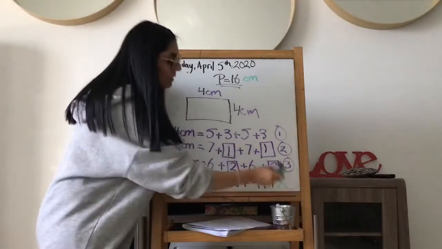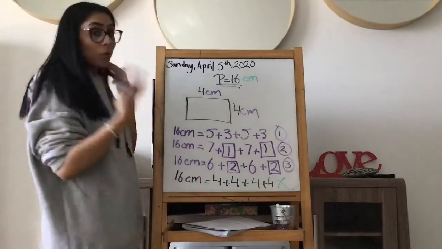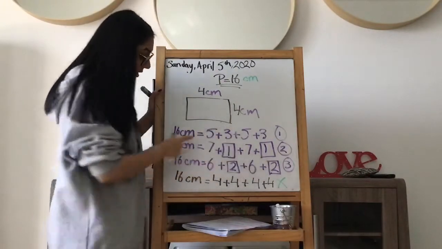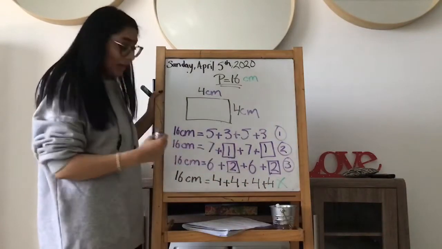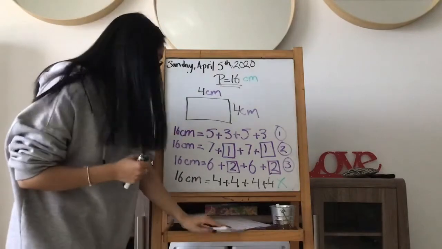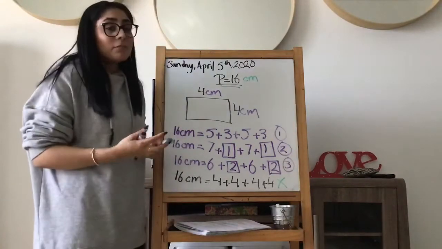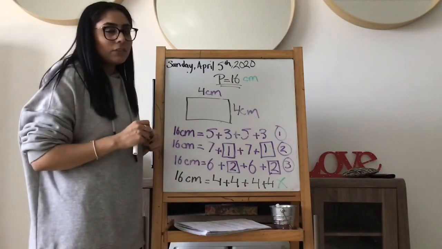Why is this not correct? Do you know? Because you're saying, Miss Mavish, our goal was to add them all up so they equal 16, and 4 plus 4 plus 4 plus 4 is in fact 16. But why is that incorrect? Go back to your step 1, or even the information I was given. What kind of a shape is this?